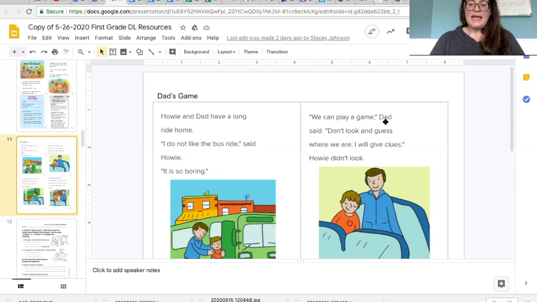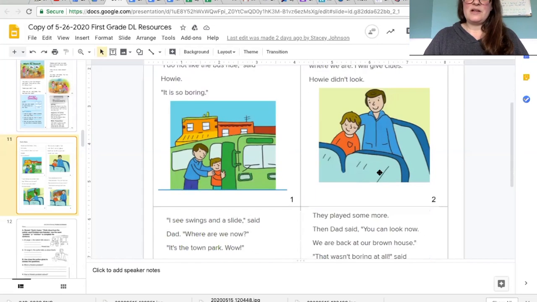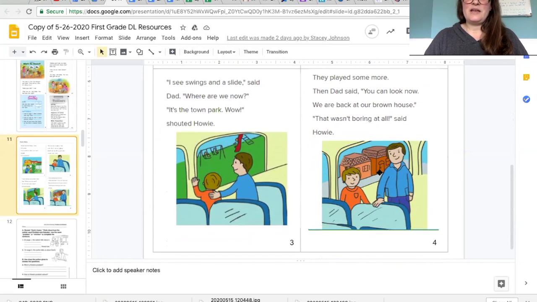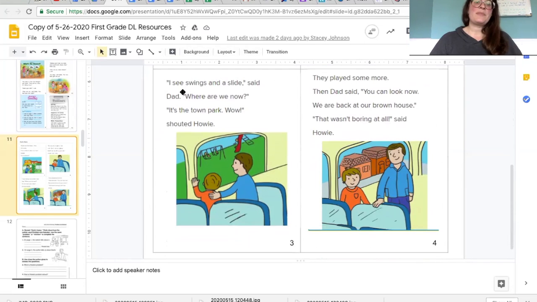We can play a game, Dad said. Don't look and guess where we are. I will give clues. Howie didn't look. So, what do you think the solution was? How did they solve that problem? Well, Dad made a game out of going home and just giving clues to see where they are. So, let's see if it helps his problem of boredom.